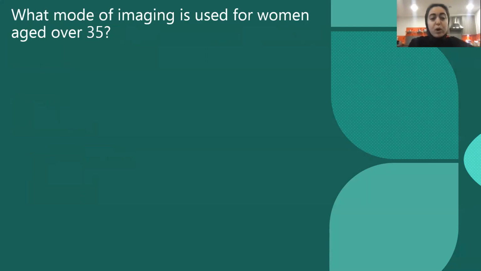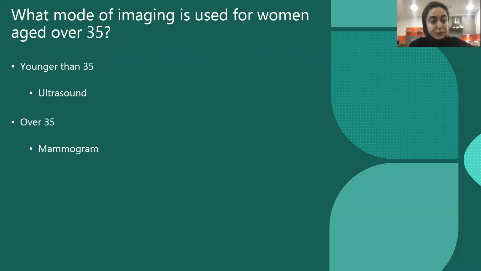Next question. What mode of imaging is used for women aged over 35? Okay, great. I can see some answers here. So if the patient was younger than 35, we can use the ultrasound. And if they were over 35, we use the mammogram.